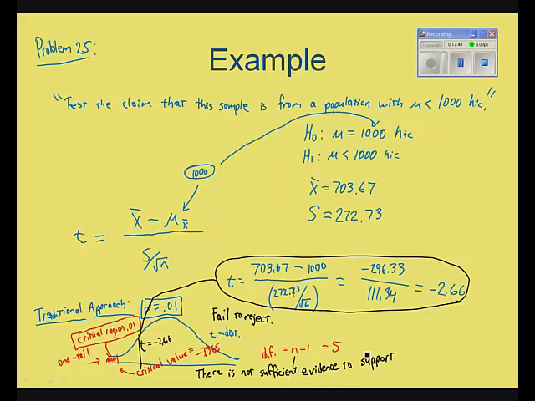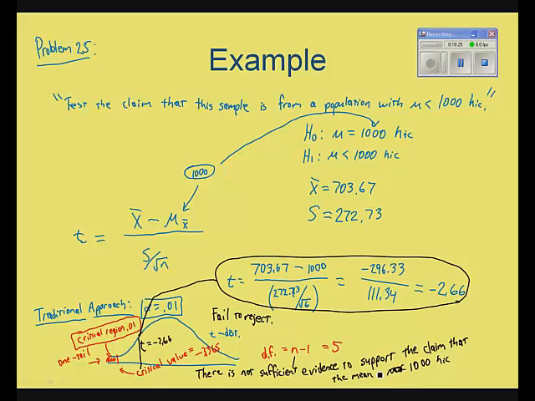There is not sufficient evidence to support the claim that what? Yeah, that mu is less than 1,000 Hicks. How about that? Is that okay? I'm okay with that. That the mean is less than 1,000.